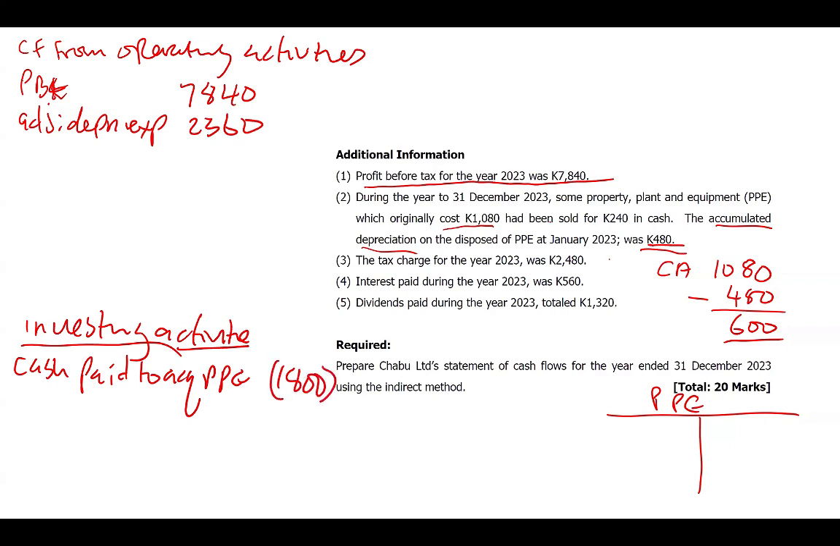Then the question gave us what the asset was sold for. This one comes as proceeds from sale of PPE. This one is a cash inflow. You don't put it in brackets. 240. So two figures are ready right there under investing activities.